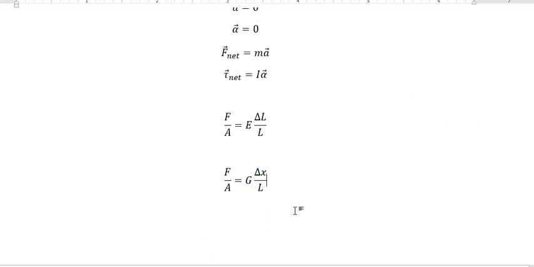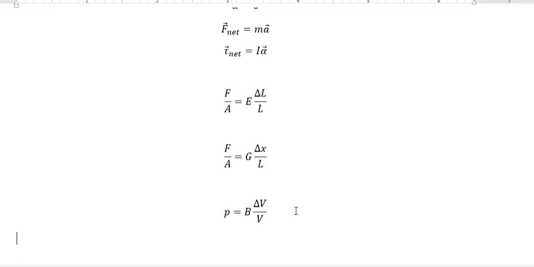And the last one looks exactly the same, except that we now call force per unit area pressure, hydraulic compression, right? Bulk modulus times delta V over V. And again, these are just within certain limits, these are all linear, right? So if the volume change isn't too enormous, this linear equation holds up.